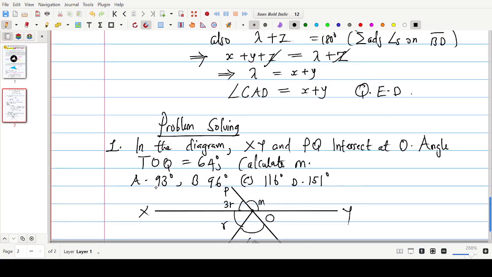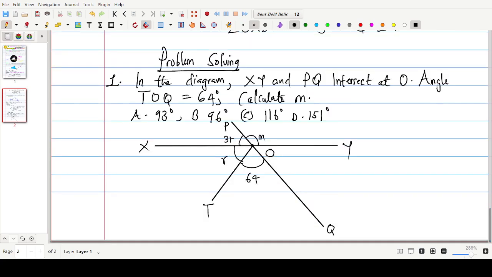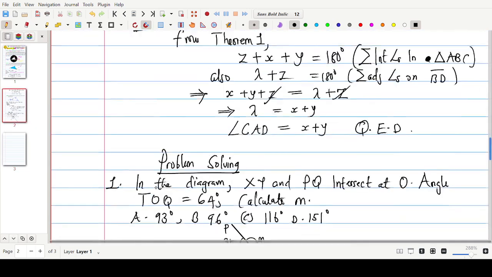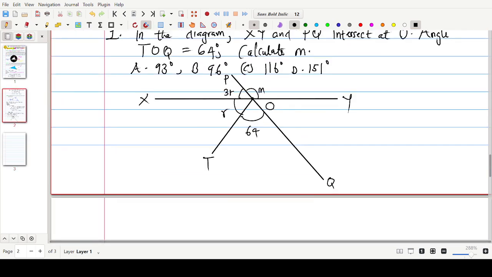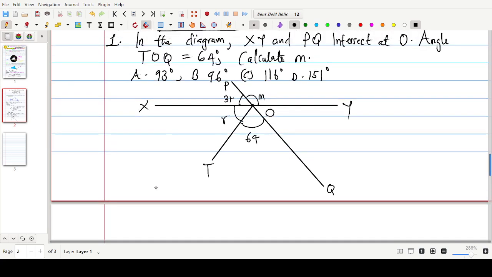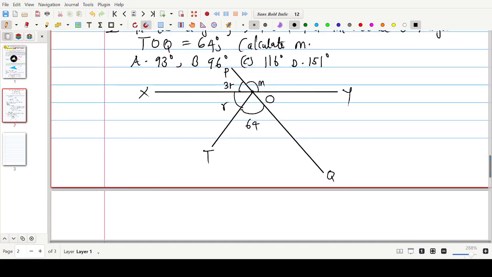Now the page is exhausted once again. Let me add more page to the work. All right. Now to get m, observe that angle POX. Please follow the order of my naming so you can identify the angle. Angle POX, that is 3 arrow, and angle POY, they are adjacent angles, and they're on the straight line XY. So by the axiom in the first series of the video I taught, the sum of adjacent angles on a straight line is 180 degrees.